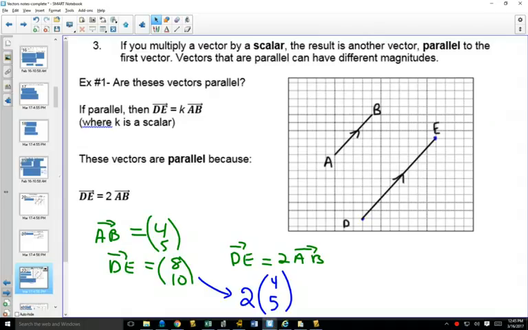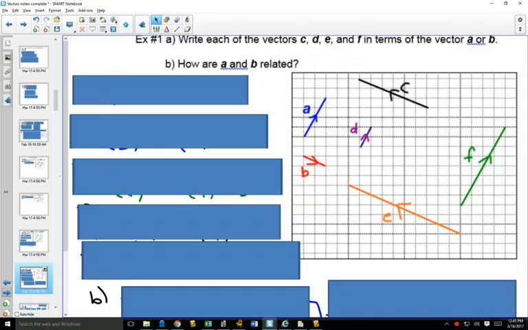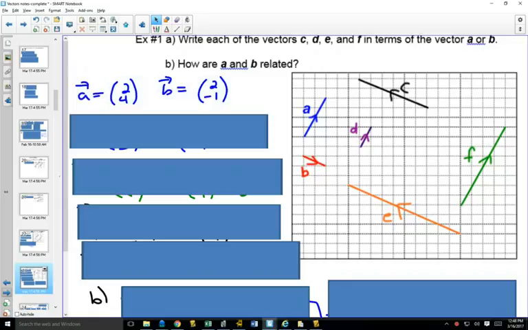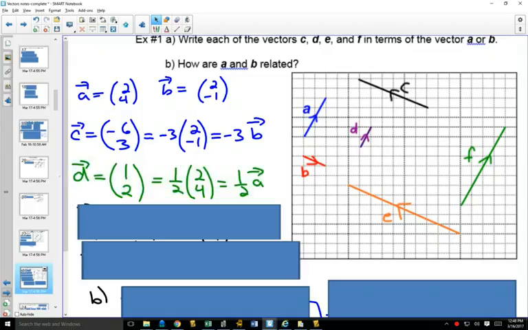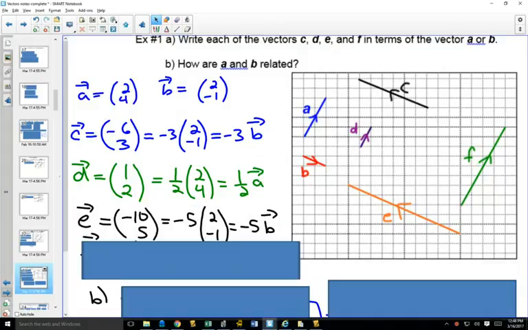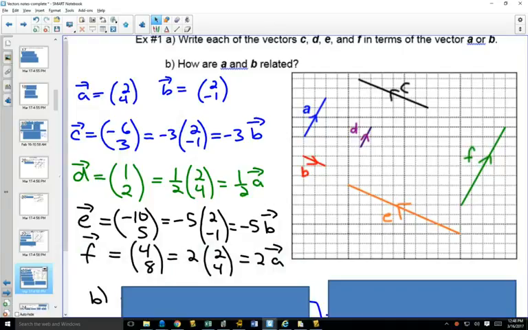So on the next page, you've got little vectors there, A and B. And then all of the other ones, I want you to write in terms of A or B. So A is 2, 4, and B is 2, negative 1. C is negative 6, 3. Can you see that that is negative 3 B's? Because B is going in this direction. It's in the same slope as B, but it's going in the opposite direction. D is a half of A. E is negative 5 B's. And F is 2 A's.